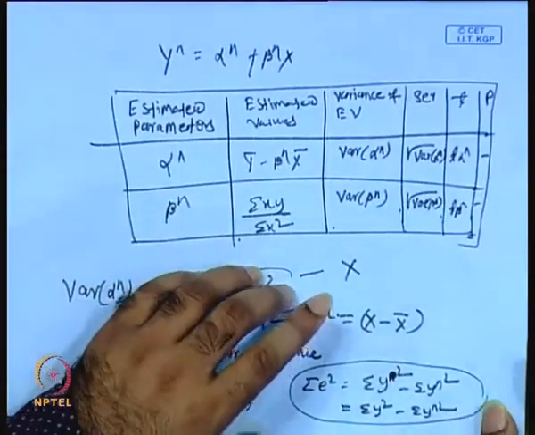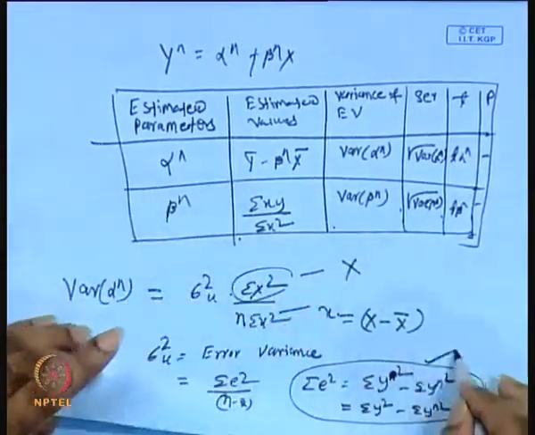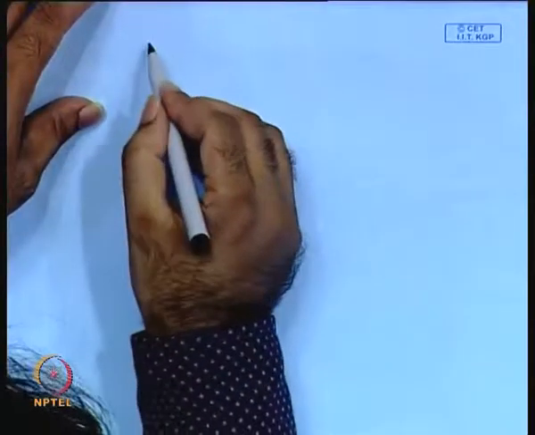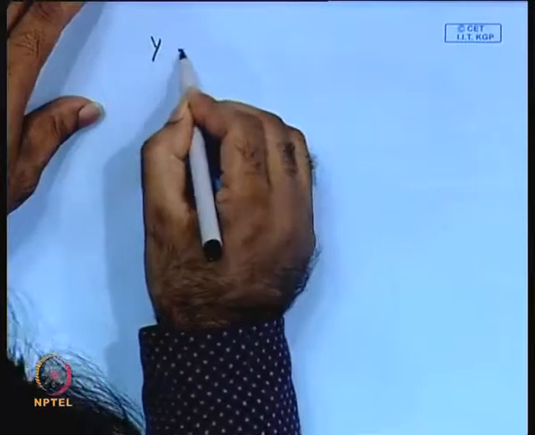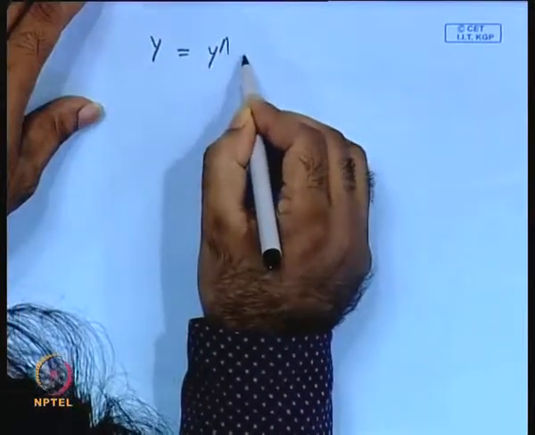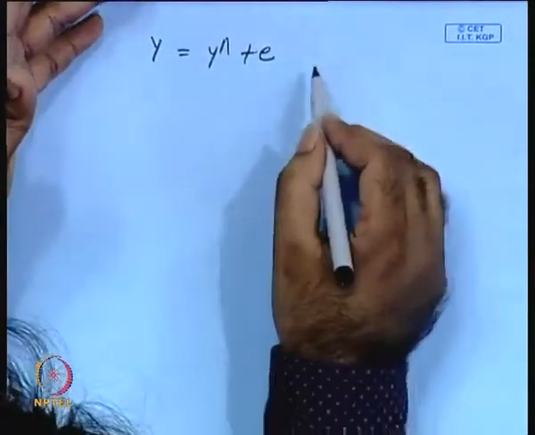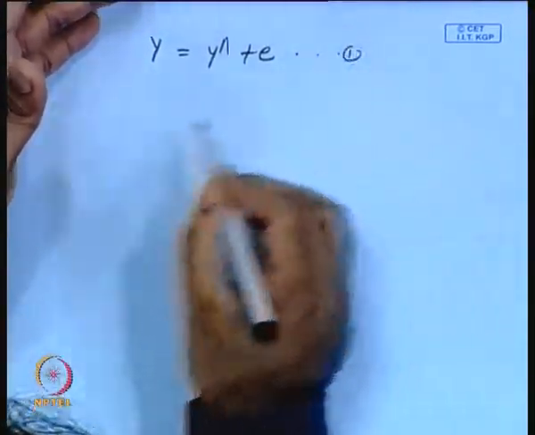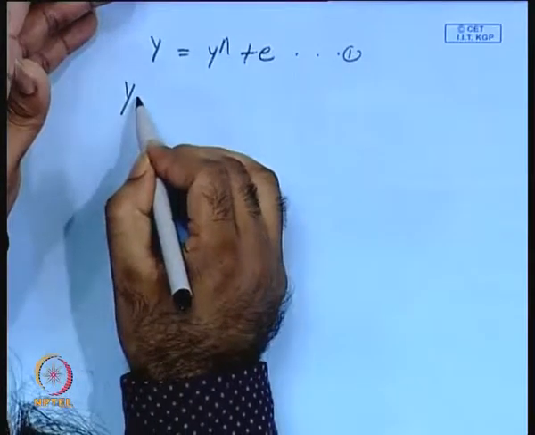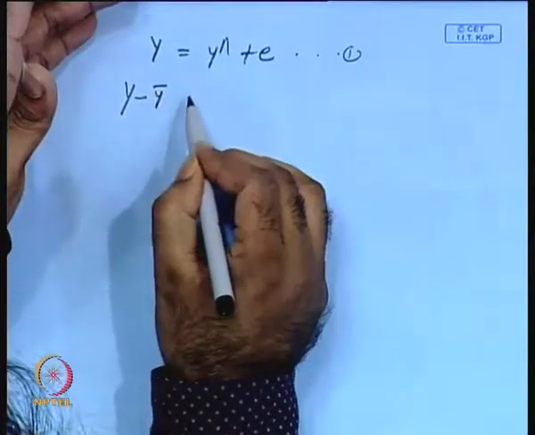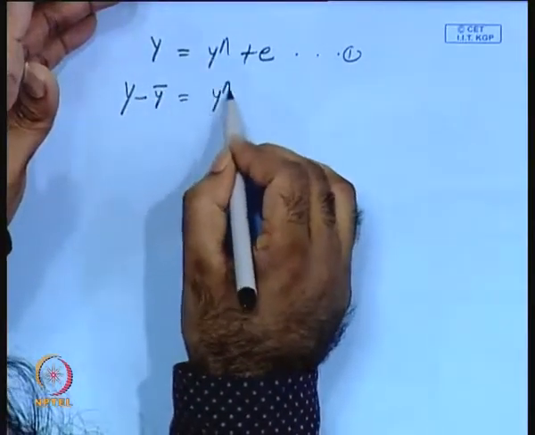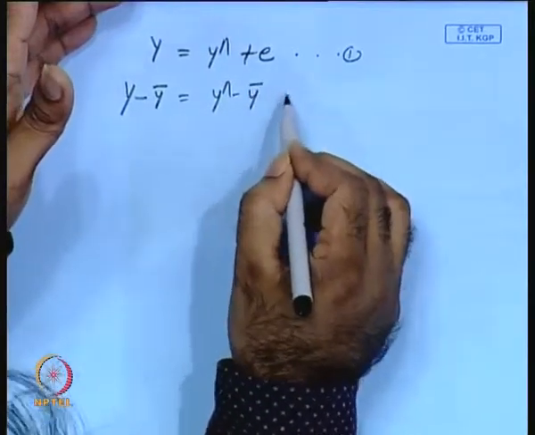So, the detailed calculating procedure of these particular terms we can analyze here. Now, let us say we have a system, y equal to y hat plus e. This is how we start the process. We call it equation number 1, then we subtract y bar on both the sides. So, this is nothing but y hat minus y bar, plus e.